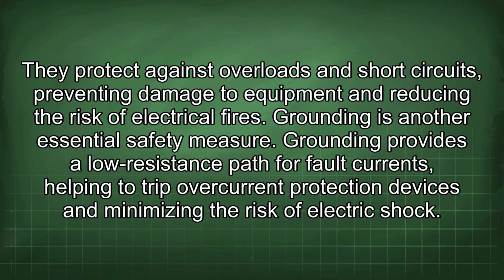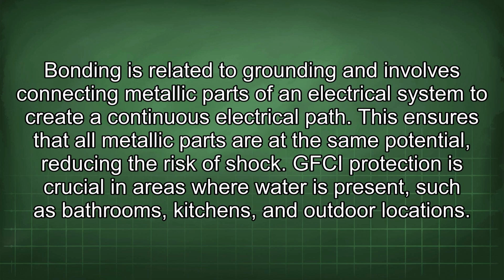Grounding is another essential safety measure. Grounding provides a low-resistance path for fault currents, helping to trip overcurrent protection devices and minimizing the risk of electric shock. Bonding is related to grounding and involves connecting metallic parts of an electrical system to create a continuous electrical path. This ensures that all metallic parts are at the same potential, reducing the risk of shock.